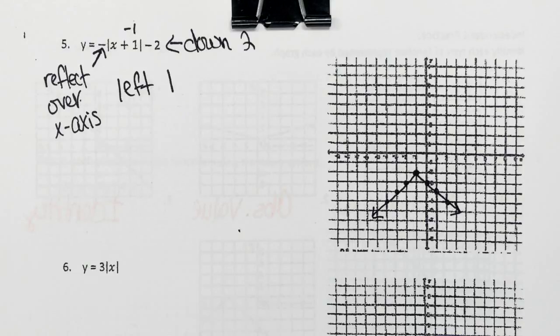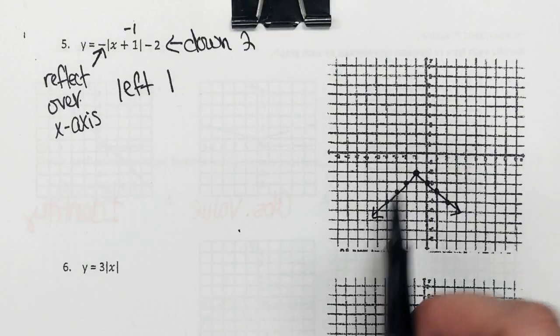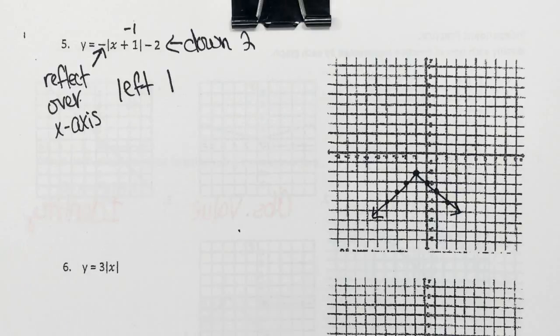See how it flipped upside down? I think it was Chandra yesterday that told us that it looked like a mountain. It was upside down. Alright, what about number 6?